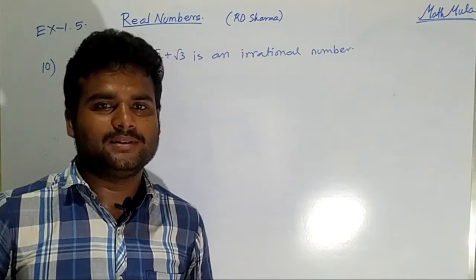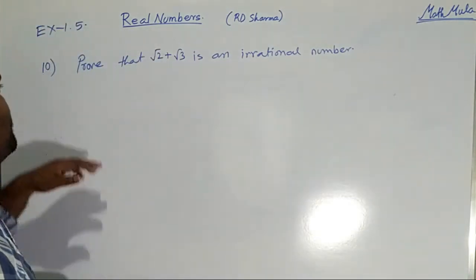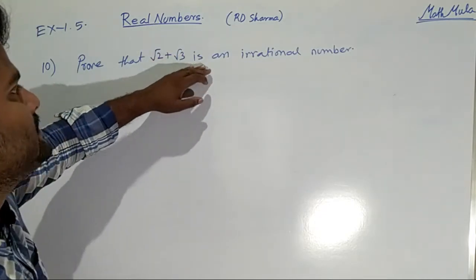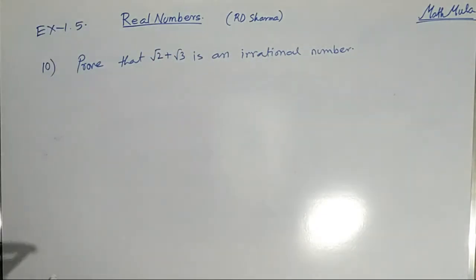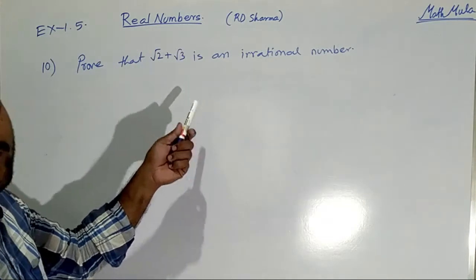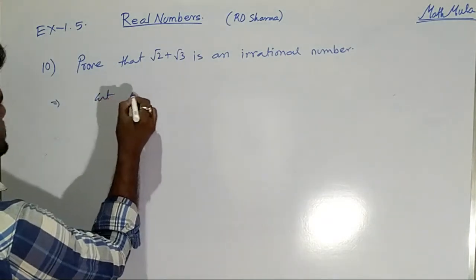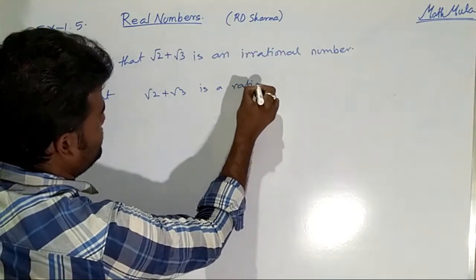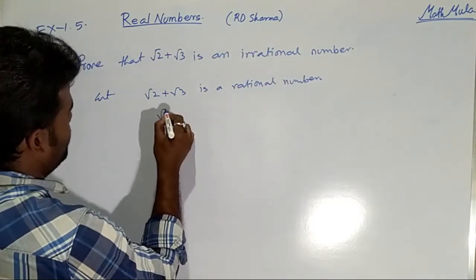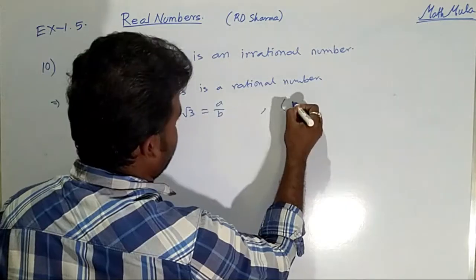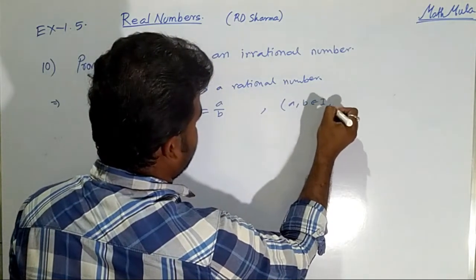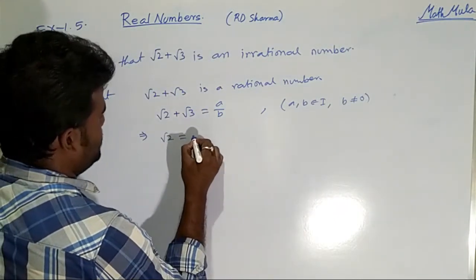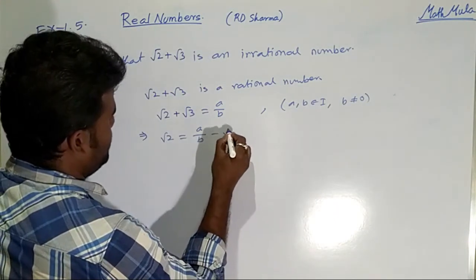Now we solve sum number 10. Prove that root 2 plus root 3 is an irrational number. Similarly, again we prove this sum by contradiction. Let root 2 plus root 3 be a rational number. That means it can be written in the form a by b, a, b belong to I and b is not equal to 0. Now root 2 is equal to a by b minus root 3.